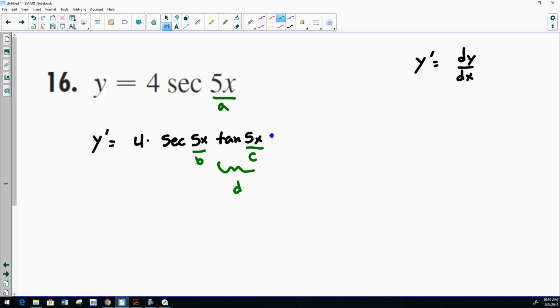So I took the derivative of secant. Now I have to take the derivative of 5x, which is going to be in blue. What's the derivative of 5x? 5. So that's the answer. 20 secant 5x tangent 5x. Did I answer your question on that one?